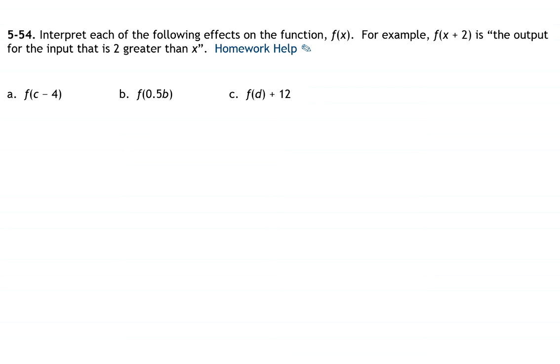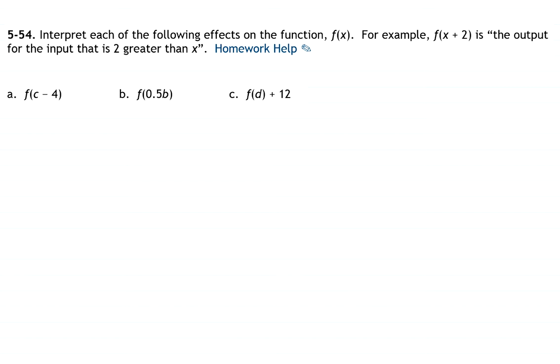Interpret each of the following effects on the function f of x. For example, f of x plus 2 is the output for the input that is 2 greater than x. You know, this notation is kind of notoriously confusing at first, the first couple times you're looking at it.